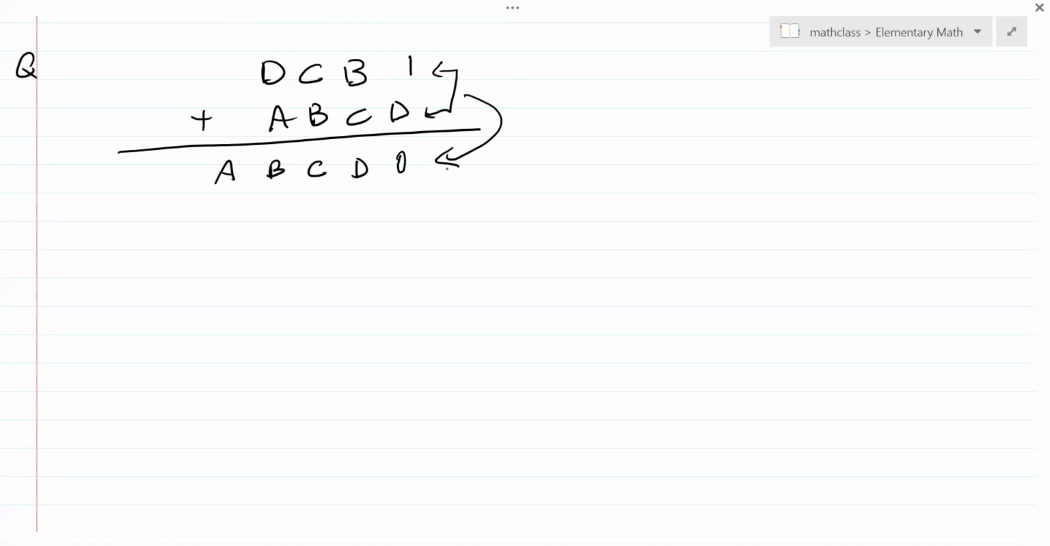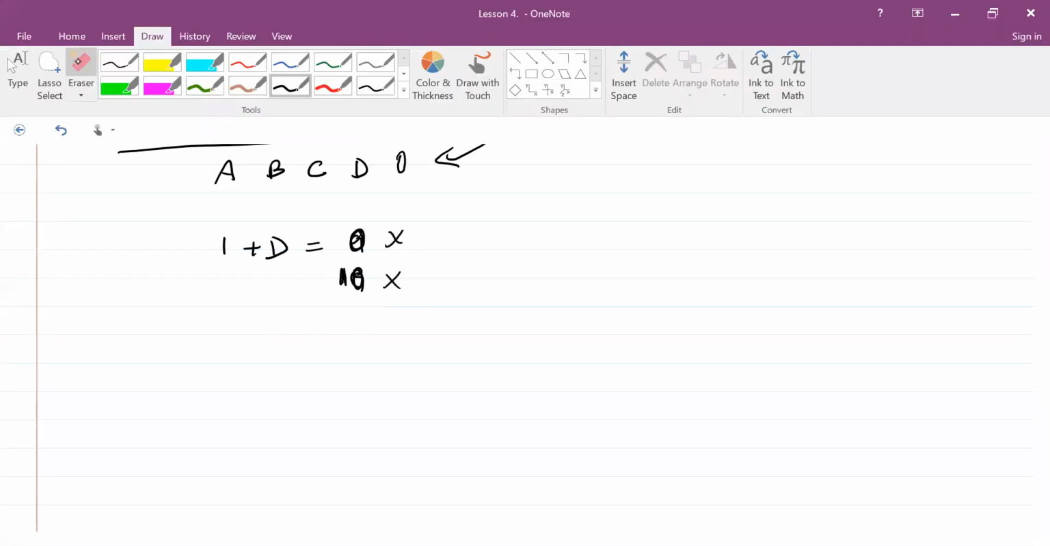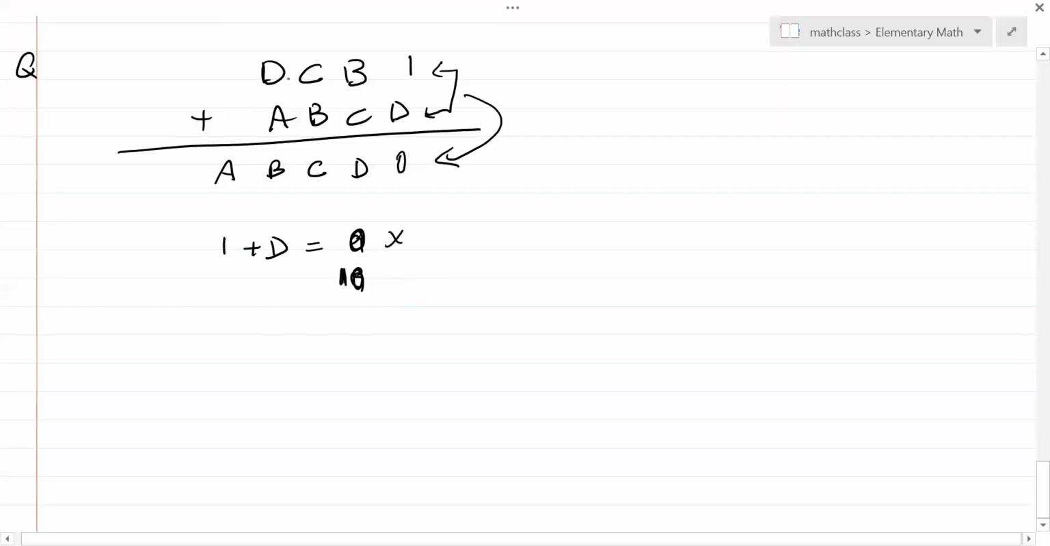Yeah, 1 plus D, right? Should be equal to 9 something. Could be 9, could be 19, but 19 is impossible, right? So, sorry, it's 0 and 10, but 10 is impossible. And then 0 is impossible. 10 is okay. So the only solution you are going to get is that the last digit should be 0, right? So this implies D equals 9.